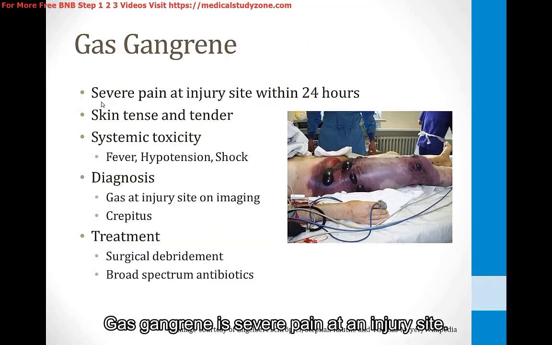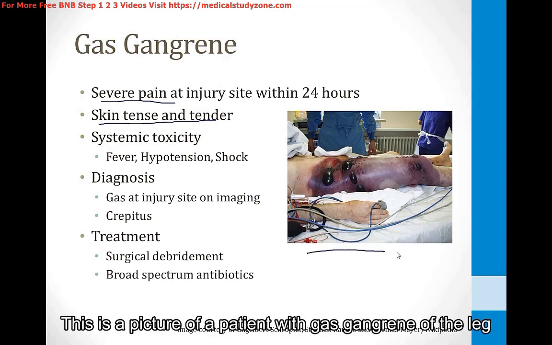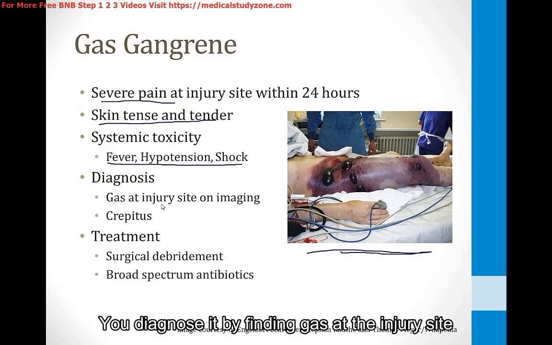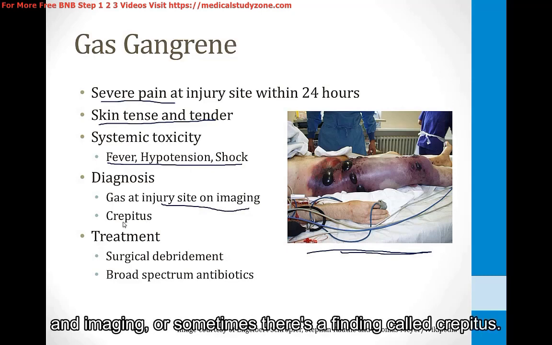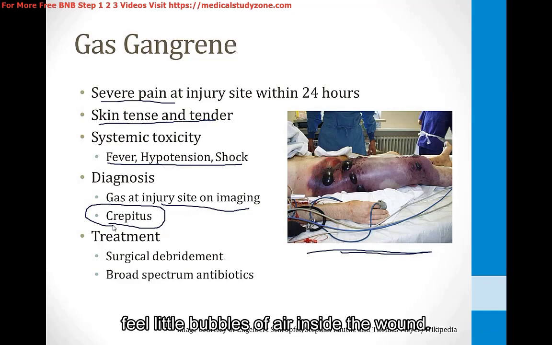Gas gangrene is severe pain at an injury site. Usually within 24 hours, the skin gets tense and tender. This is a picture of a patient with gas gangrene of the leg who's going to undergo amputation. It's a very, very serious infection. There can be systemic toxicity like fever, hypotension, and shock. You diagnose it by finding gas at the injury site on imaging, or sometimes there's a finding called crepitus. This is when you can feel little bubbles of air inside the wound.